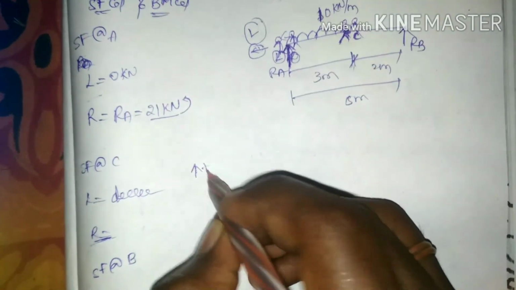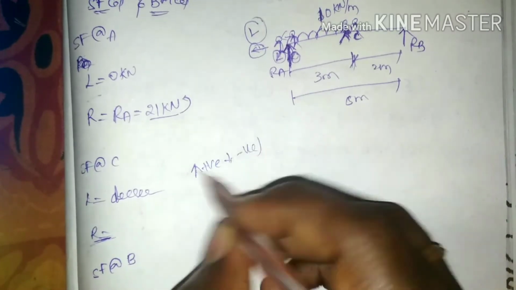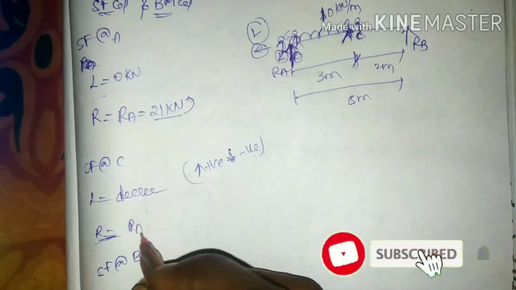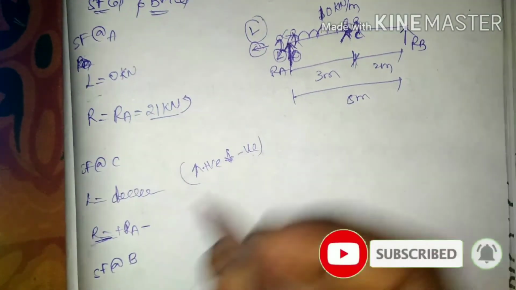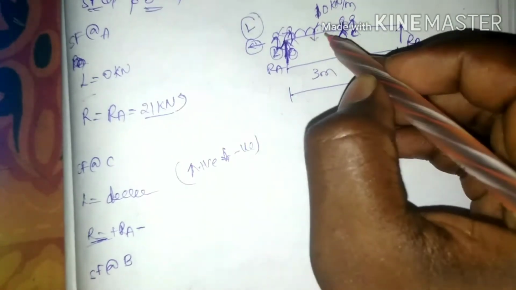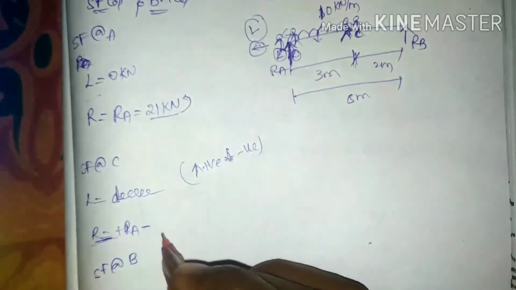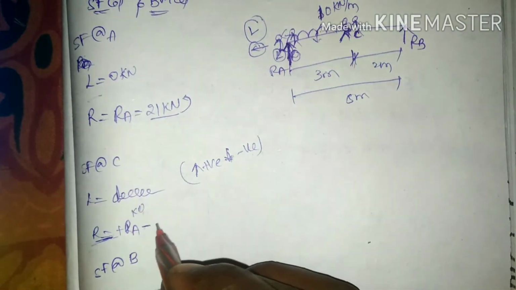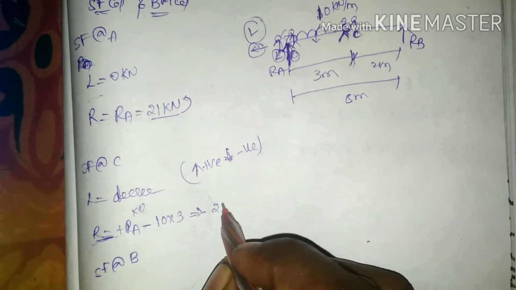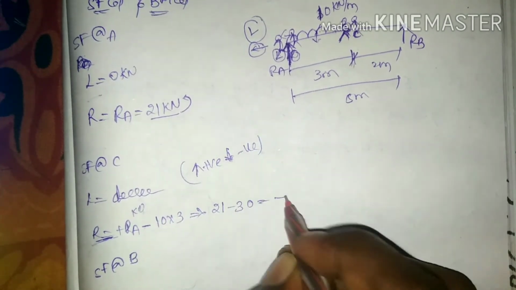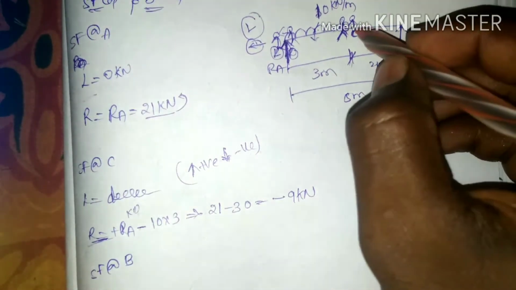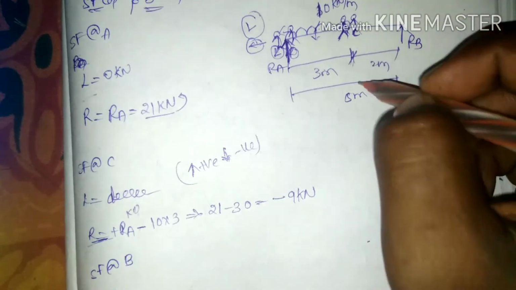Here upward will be positive and downward will be negative. Here we are having RA in the upward direction, that is positive, minus the UDL acting in the downward direction, so 10 into 3 is 30, because this is in kilonewtons, this also should be in kilonewtons. Here we are having RA, 21 minus 30, that is going to be minus 9 kilonewtons. Up to here, for the right of C, we are having minus 9 kilonewtons.